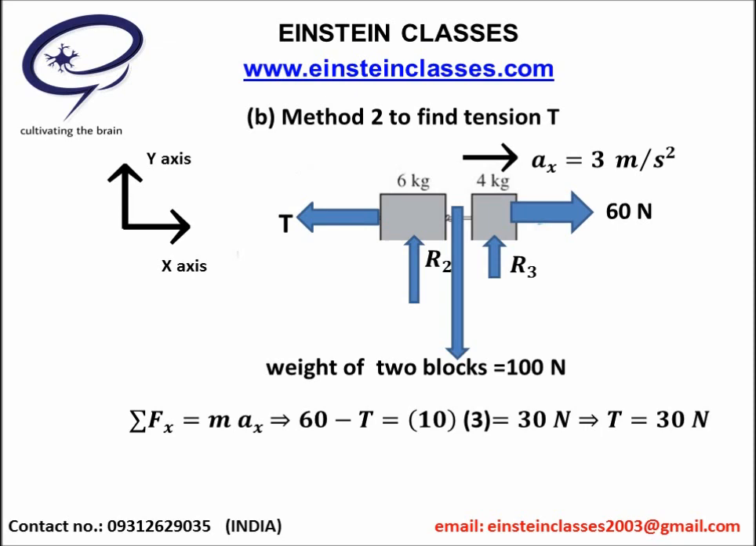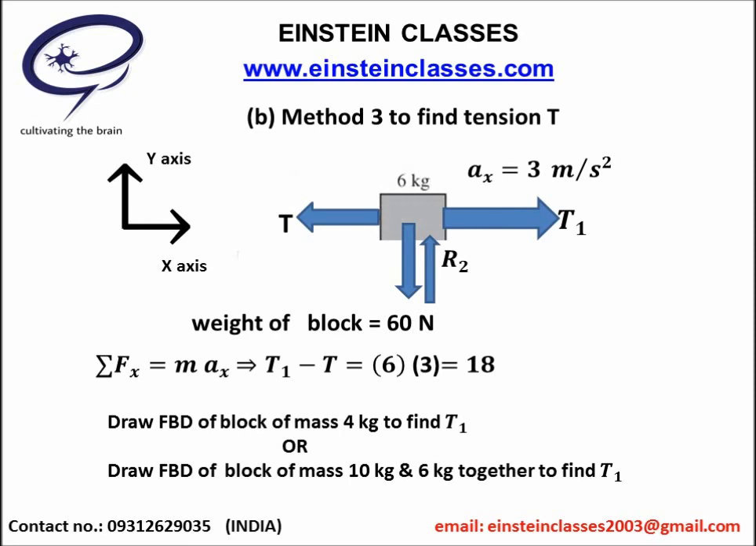Apply Newton's second law along x-axis. The net force along x-axis is 60 minus T, which equals to product of mass of system under consideration and acceleration of system along x-axis. Hence 60 minus T equals to 30, and from this we can calculate the value of T.